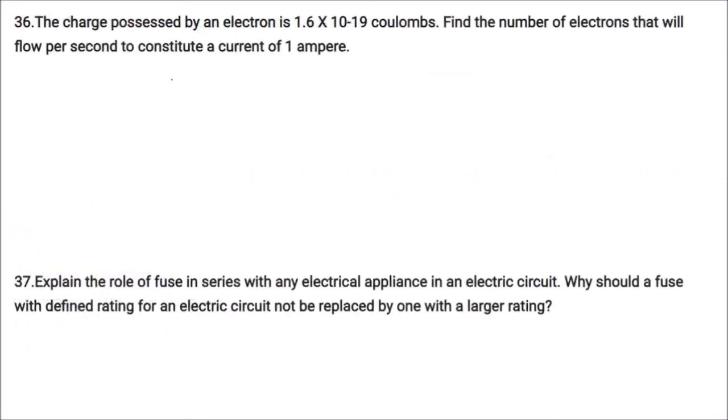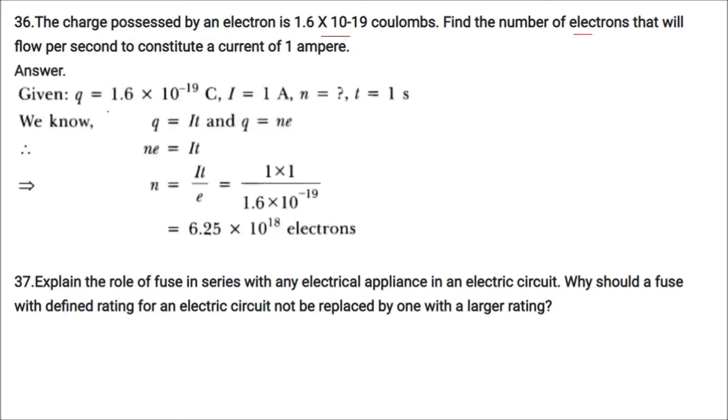The charge possessed by an electron is 1.6 into 10 to the power minus 19 coulombs. Find the number of electrons that will flow per second to constitute a current of 1 ampere. Now here the charge is given, I is 1 ampere, N is not known, time is 1 second. We know that Q equal to IT and Q equal to NE. These are both equations for Q, so we can equate them: IT equal to NE. We have to find N, so N equals IT by E. I is known, T is known, E is known. Just divide them and you get 6.25 into 10 to the power 18 electrons.